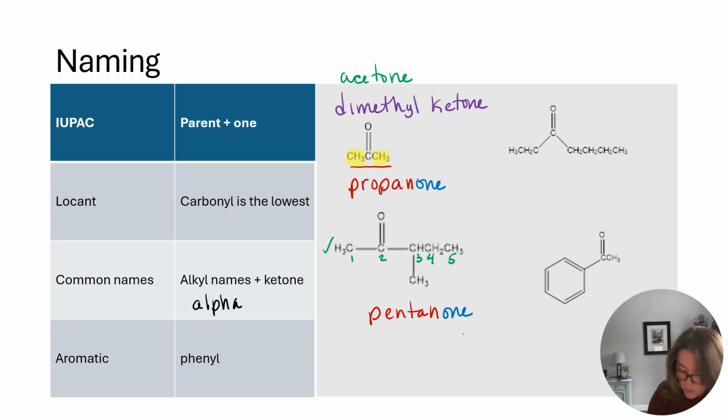And then I have to let everyone know exactly where that carbonyl is located, and it is located on carbon number 2. Now I also have a substituent here. I've got a methyl group on carbon number 3, and so this does need to be included in the name. So this would be a 3-methyl. Let's try that again. So a 3-methyl 2-pentanone.